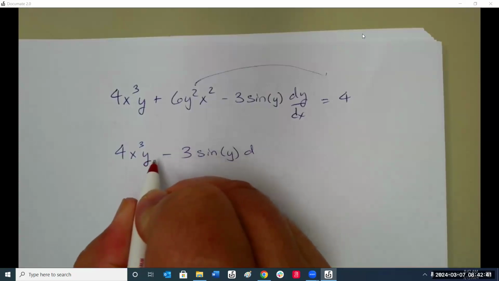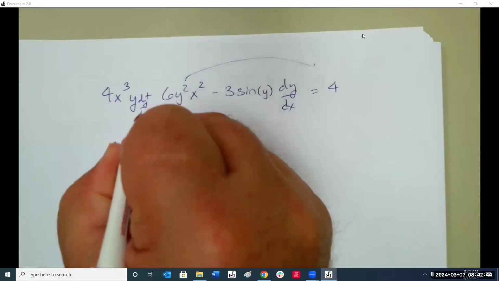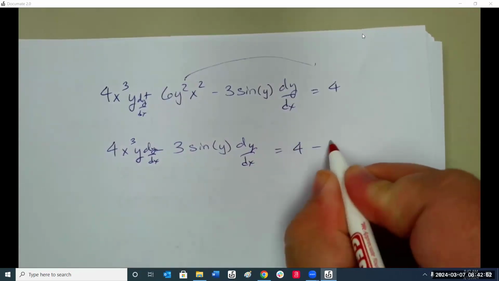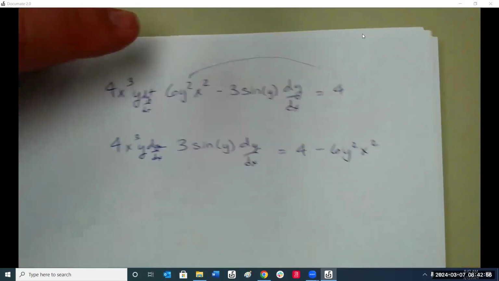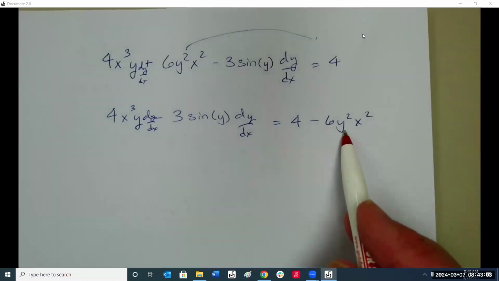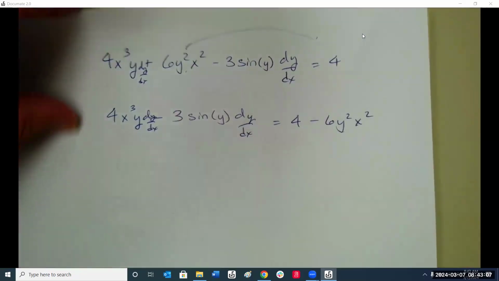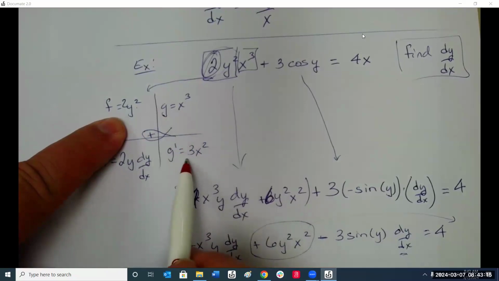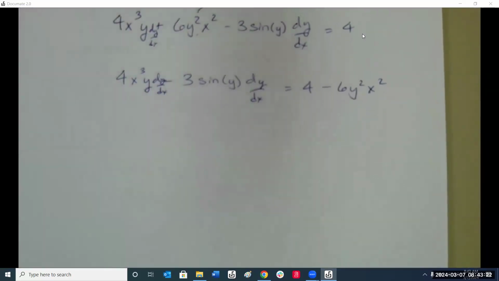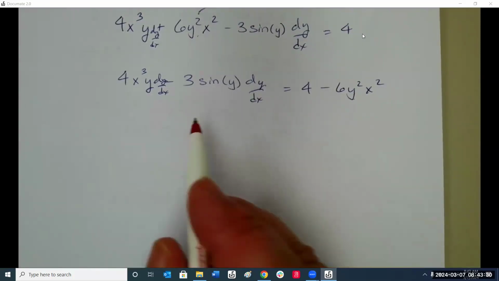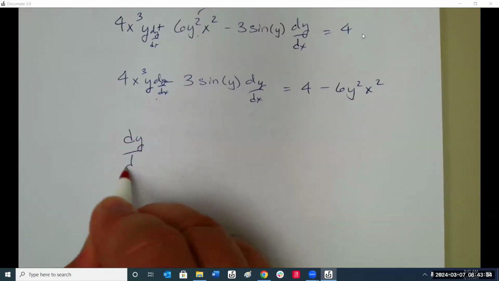Oops. I'm missing a dy dx here. Four minus 6y squared x squared. Why doesn't that one have a dy dx? This one? No, because this part here was the derivative of the x part. So we took the f function to begin with times the derivative of the x. I know you're going to start seeing dy dx's everywhere. And so what do we do on the left side? Factor it out. Since you're trying to get dy dx by itself, factor it out.